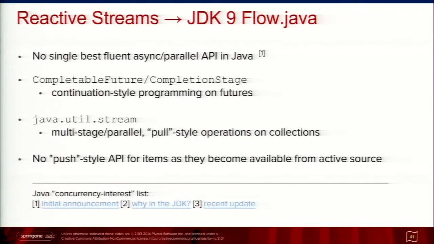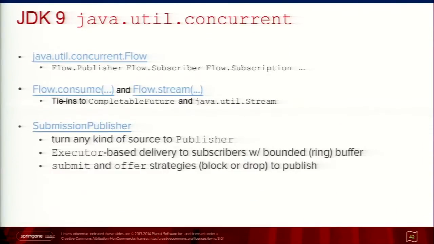concurrency, but there's no single best API for async and parallel in Java. So we have CompletableFuture, continuation style programming. We have the Java util stream, which is useful for things like collections. That's what it's best suited for, pull style. But there's really nothing for a push style API, which is exactly what Reactive Streams is dealing with. And I guess there have been requests from various places to have something like that in the JDK. So it's basically a natural alignment where it's like, yes, we want that in the JDK.